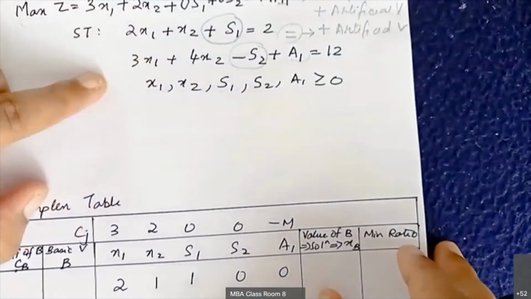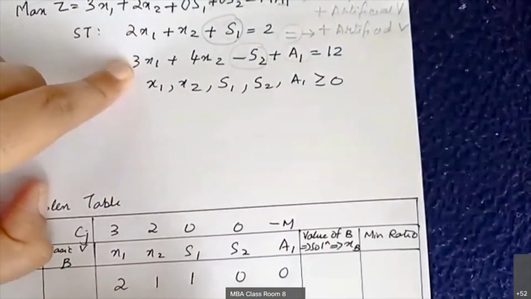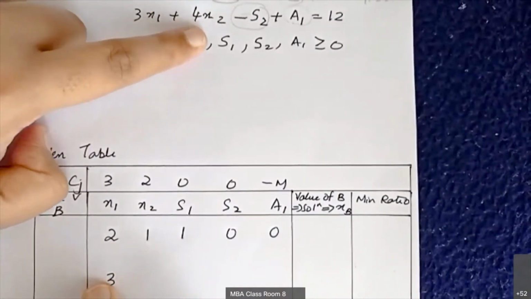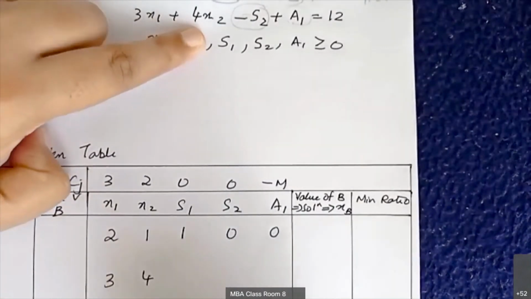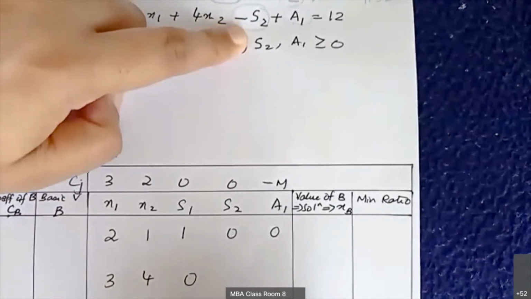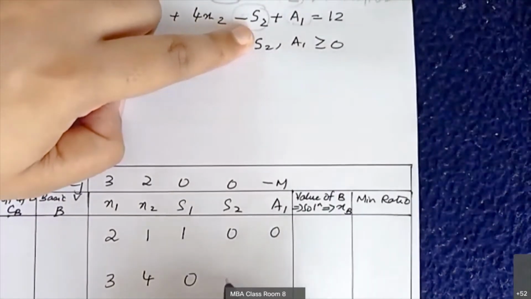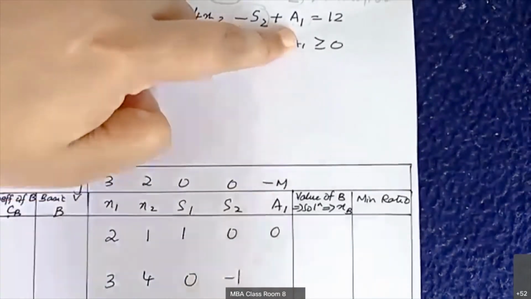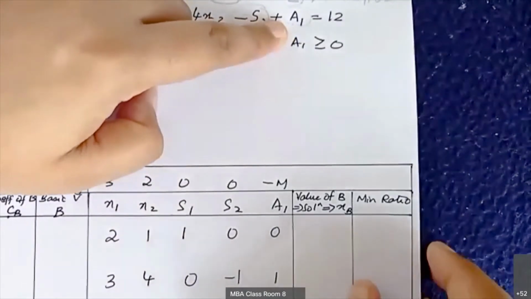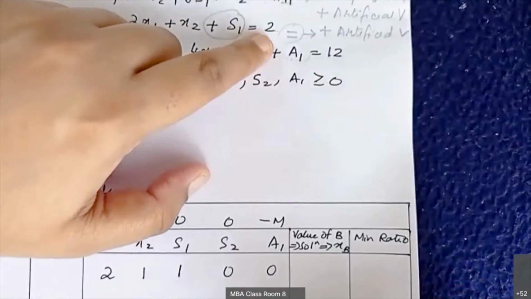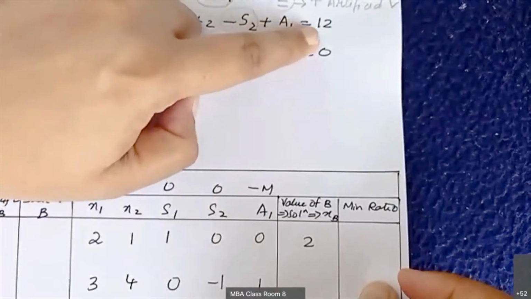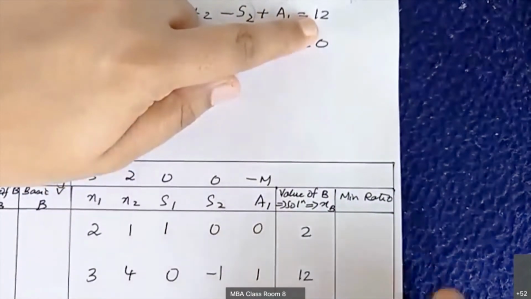Take the second constraint. I have 3 corresponding to x1, so I put 3 there. Next is 4 corresponding to x2, so I write 4 there. Do we have S1 here? No, so below S1 I'll put 0. I have S2 with coefficient of minus 1, so I'll put minus 1 here. And then I have artificial variable A1 with coefficient 1, so I'll write 1 there. Now, for the first constraint, after the equal to, I have 2, so in the solution side I will put 2 there. For the second constraint, after the equal to, I have 12, so I will write 12 there.